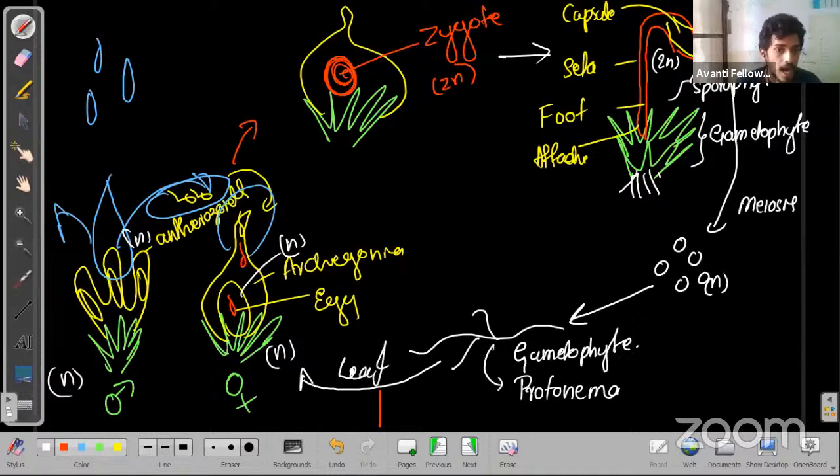Okay, how does 2n give many n? By the process of meiosis or reductional division. We explained it in the last class, right? In the reductional division, the diploid will convert into haploid by chromosomal division.